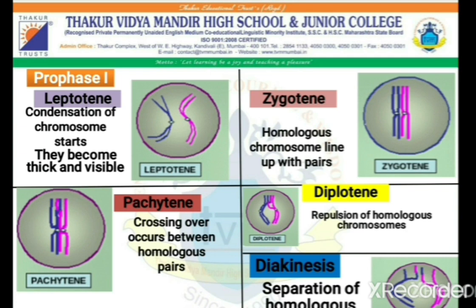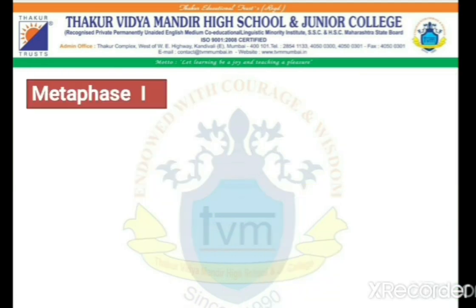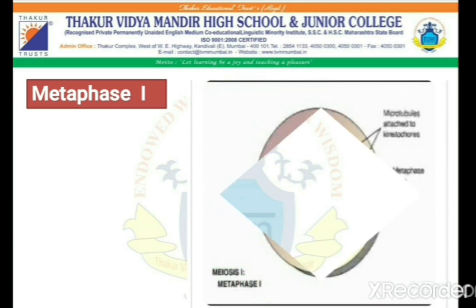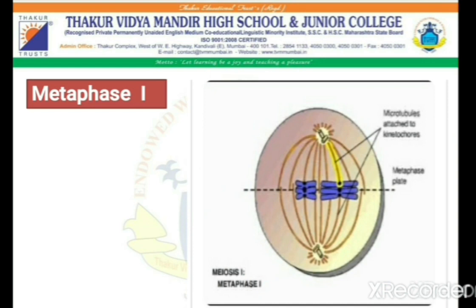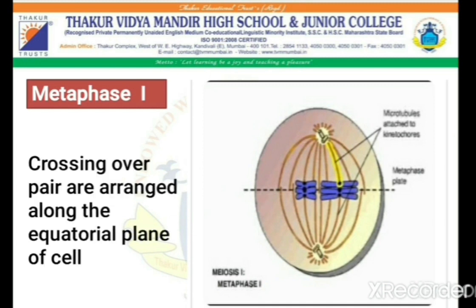Once this separation is carried out, it is ready for entering into the next phase, called metaphase 1. In metaphase, if you recall what we have done in mitosis, the normal thing carried out is that the chromosomes arrange themselves in the equatorial plane, as it is seen in the diagram. So here also the same thing is carried out, that is, the crossing over pairs are arranged along the equatorial plane of the cell. That is how metaphase 1 is completed.